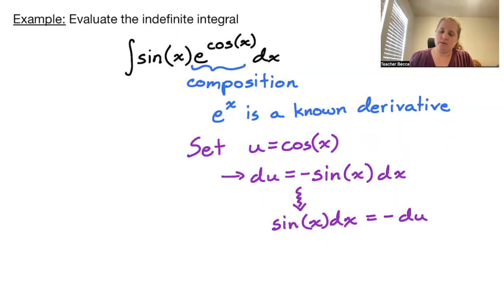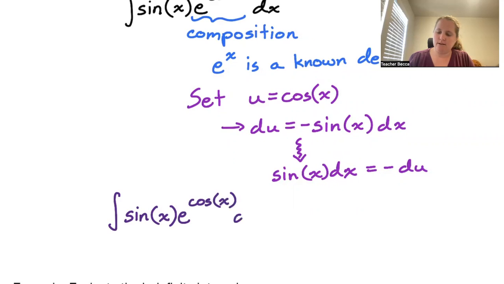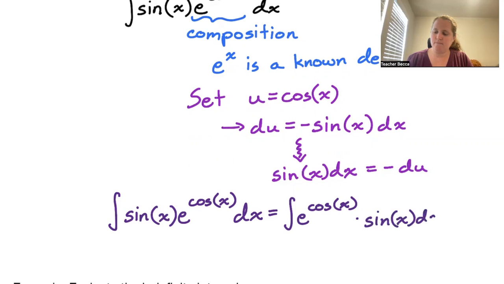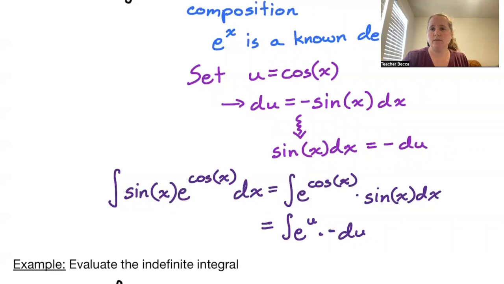So plugging into our original integral, we are looking at the integral of sine of x times e to the cosine of x dx. I'm going to just rearrange this. This is the integral of e to the cosine of x times sine of x dx. Plugging in u, this becomes the integral of e to the u times negative du.